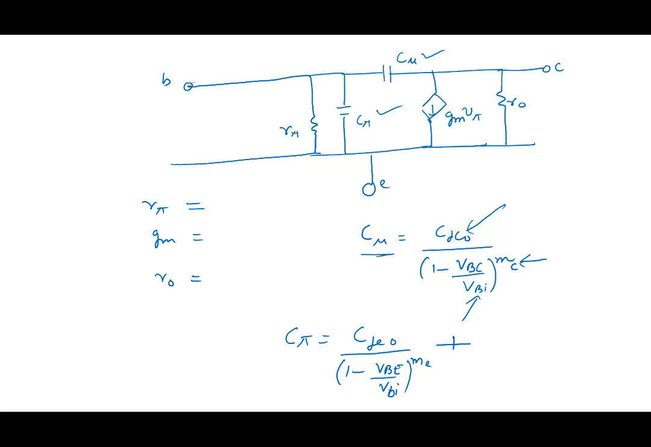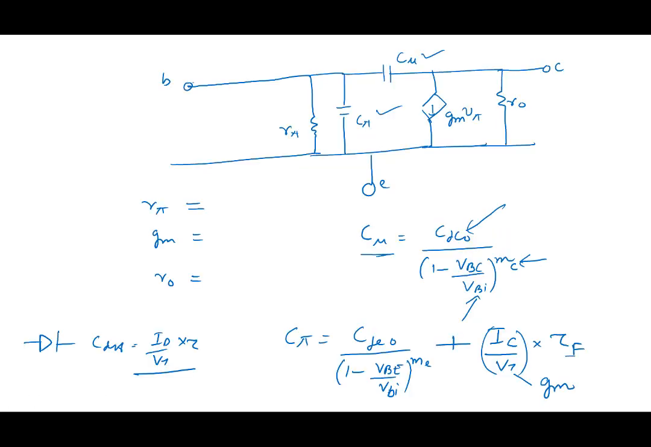Remember, for a diode, the diffusion capacitance was ID by Vt into tau, right? Now in this case, it is IC by Vt into tau. And this IC by Vt, all of you know, is nothing but GM. And we call it tau F, forward, because we are talking about forward active mode here. So we write it tau F. So that's how we calculate C pi.